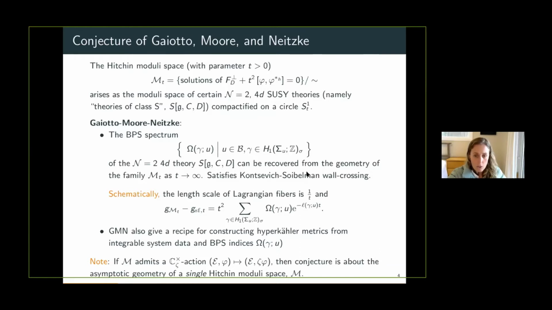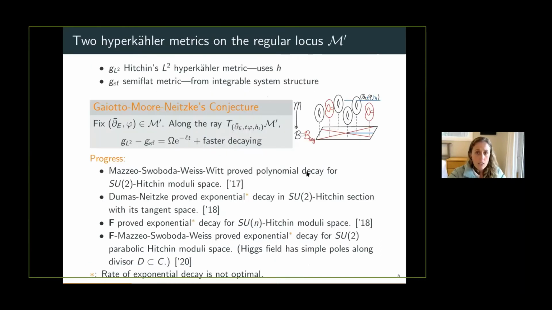And so you can turn this into a conjecture about a single Hitchin moduli space, where instead you fix a single Higgs bundle and look at all rescalings going out to infinity. So you rescale it by t, and look at this ray in the Hitchin moduli space, with the metrics h_t solving the t-rescaled Hitchin equations. The claim is that you can recover the BPS indices of this theory from the asymptotic geometry of this single Hitchin moduli space. Okay, questions?